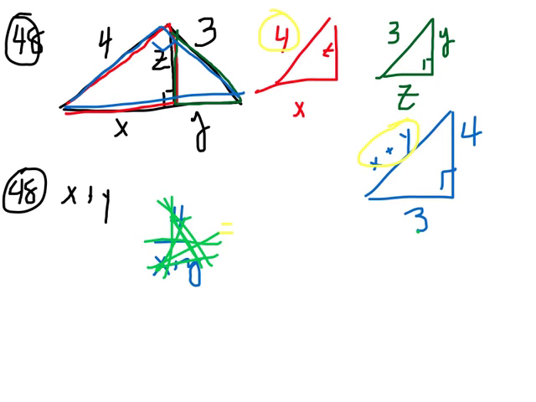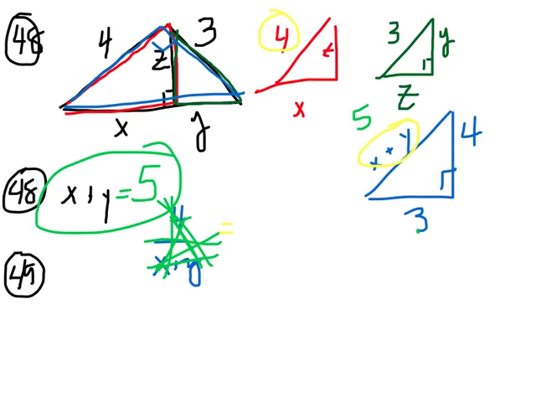Oh, look at the blue triangle. 3, 4, 5. See? 3, 4, 5, right? So the triples, they're everywhere. Okay. They actually aren't bad.